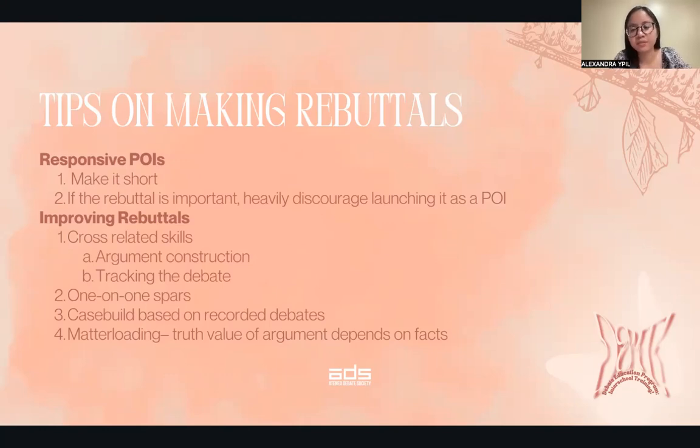And then lastly, and this applies to matter-specific debates, try to matter load. The truth value of some arguments is just dependent on facts. So if you're able to know how basic NGOs, institutions, financial instruments work, in very knowledge-specific debates, having matter is a very good way of knowing how to rebut specific arguments, especially if the opposing team is not as matter loaded as you are. So yeah, I think those are mostly tips and advice on making rebuttals.